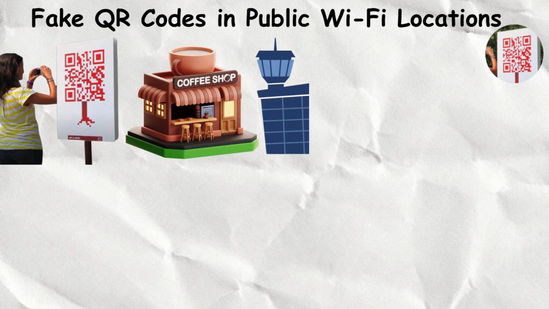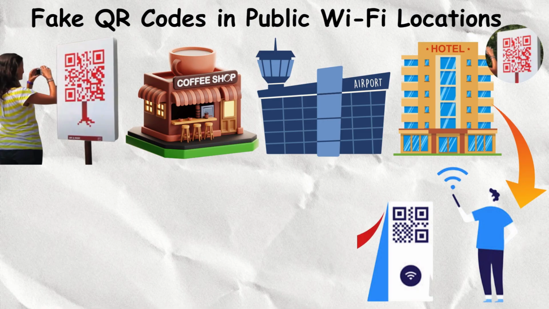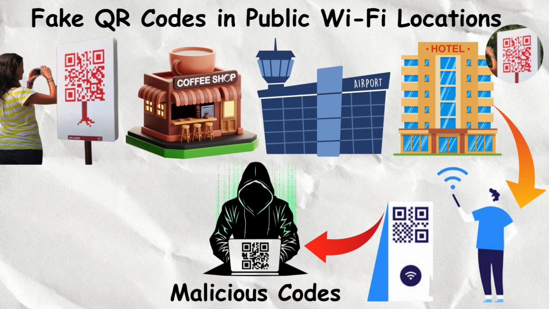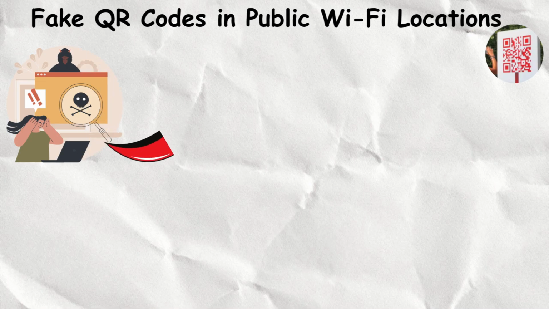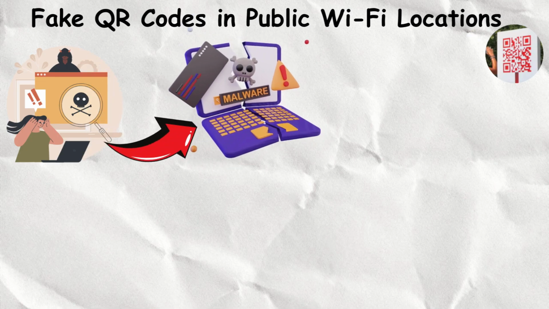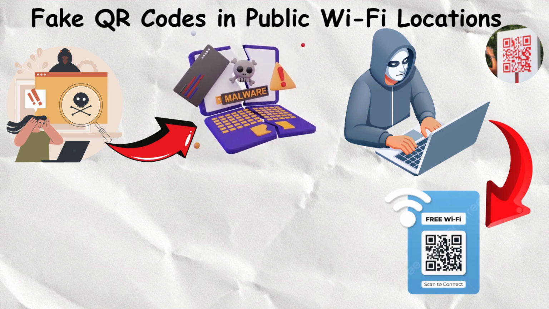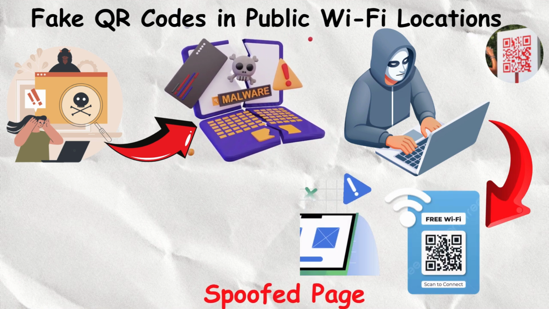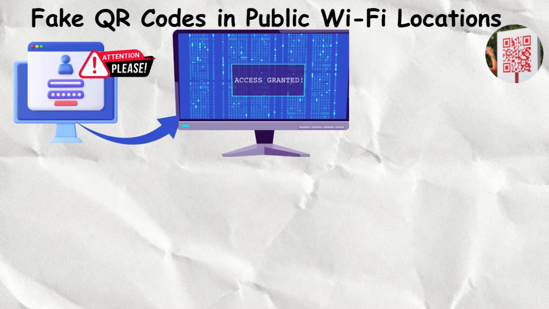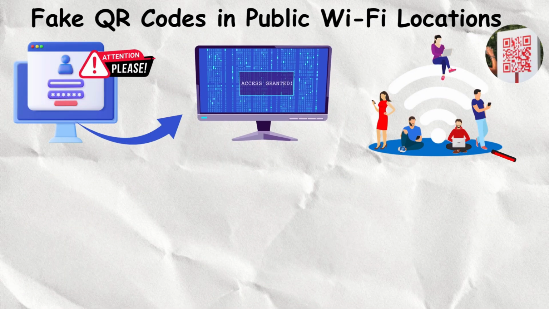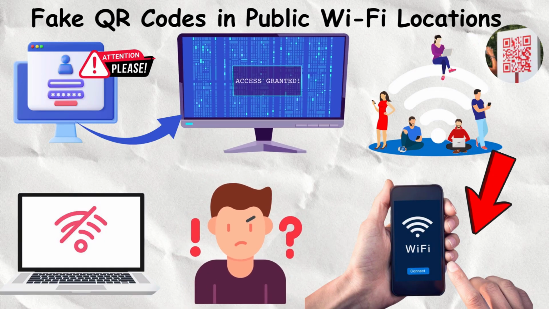Fake QR codes in public Wi-Fi locations. Coffee shops, airports, and hotels often post QR codes for quick Wi-Fi access. Attackers can replace these with malicious codes that lead to fake login portals, capturing entered details or installing malware on devices. For example, an attacker might stick a QR code over the official Wi-Fi sign at a cafe, directing victims to a spoofed page that asks for social media or email credentials before granting access. Since public Wi-Fi users are often in a hurry to connect, they're more likely to enter credentials without suspicion.